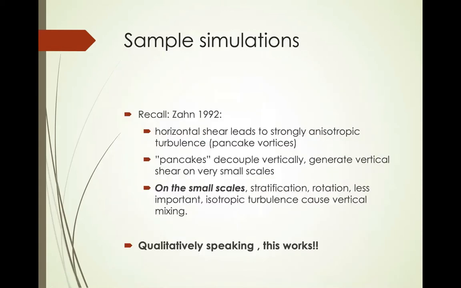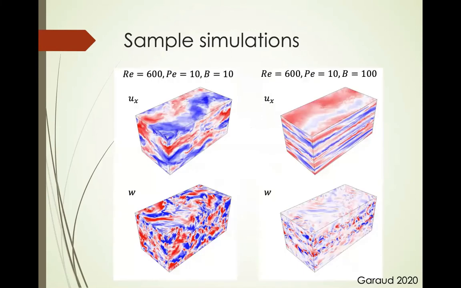So on the surface, remember Zahn's idea that horizontal shear leads to these pancake vortices that decouple vertically and then generate turbulence on the small scales. And qualitatively speaking, we see that this really works. And this is what we are observing here.